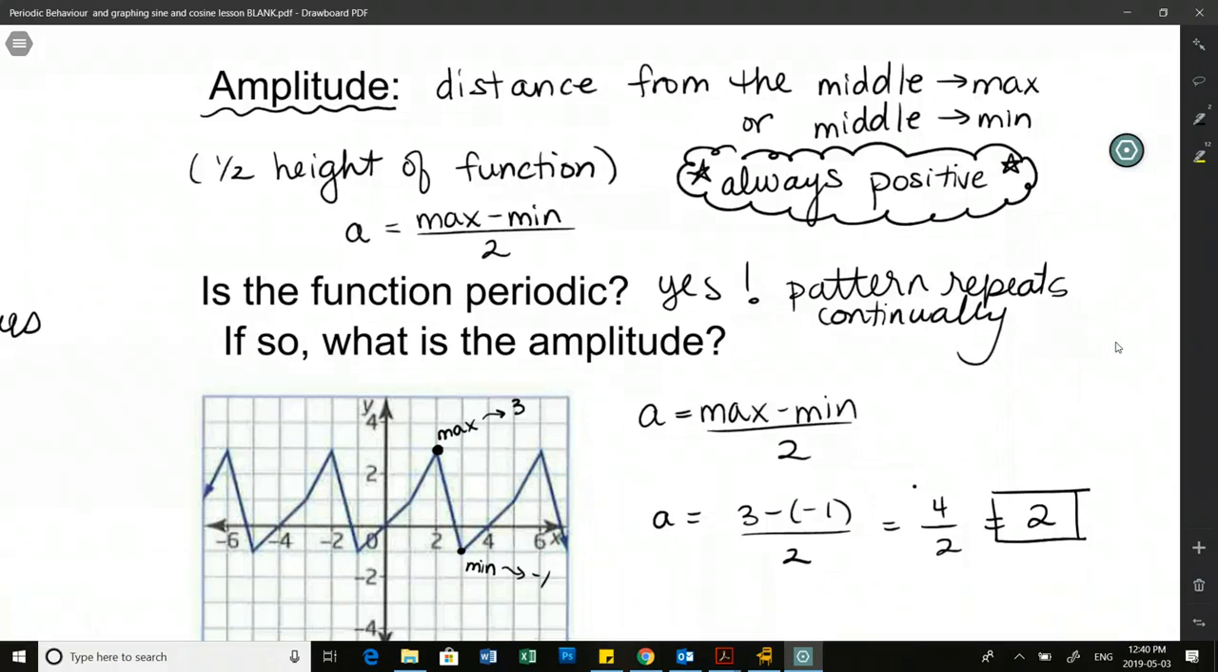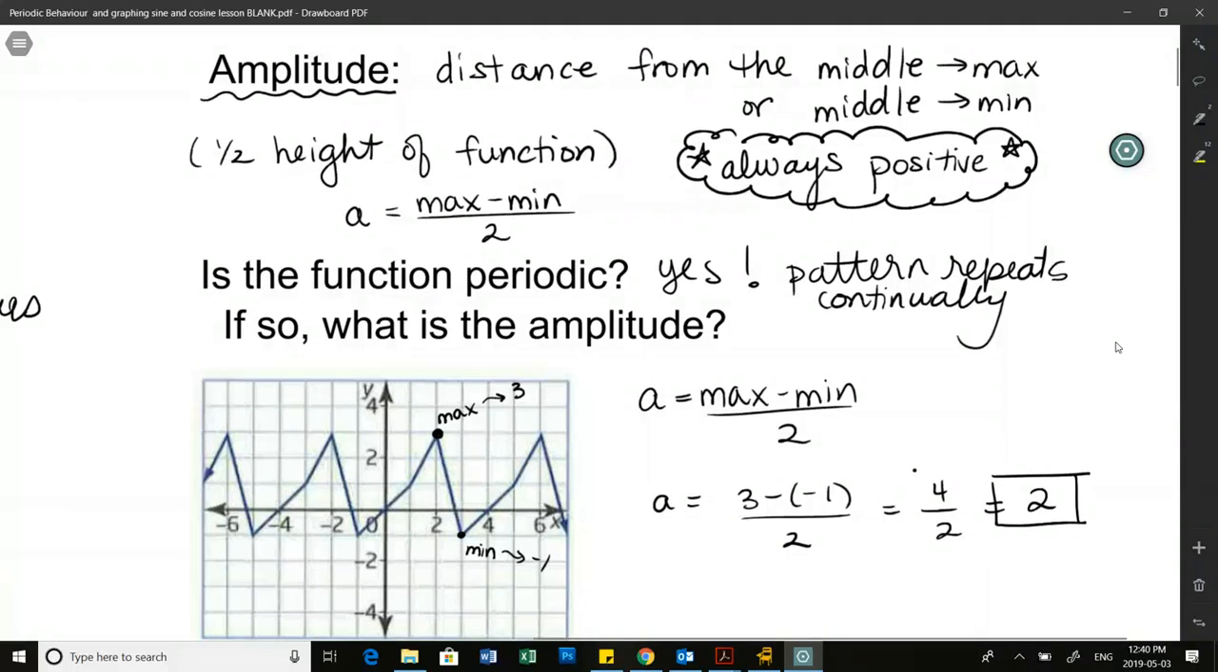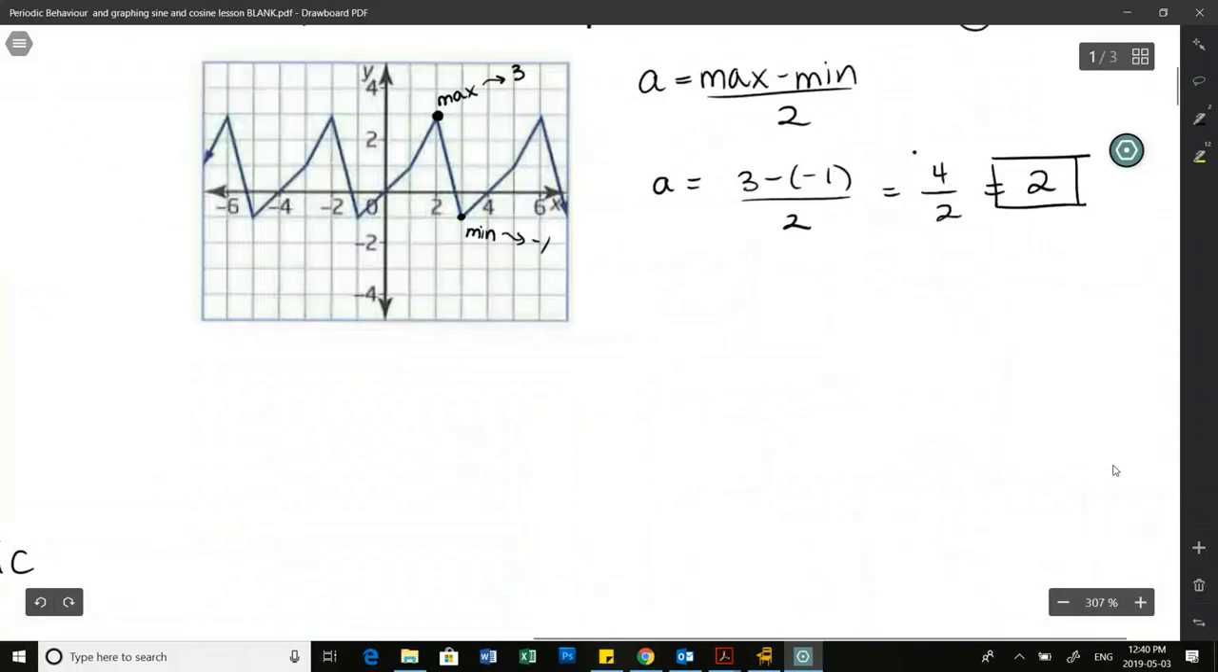Okay, any questions on that? So far so good? I don't understand. Why is it always positive? Because we're talking about a measurement of how many units it is from the middle to the max or middle to the min, so we're just counting number of units. We're not counting like, oh, I'm going down or up, right? Okay. Yeah.